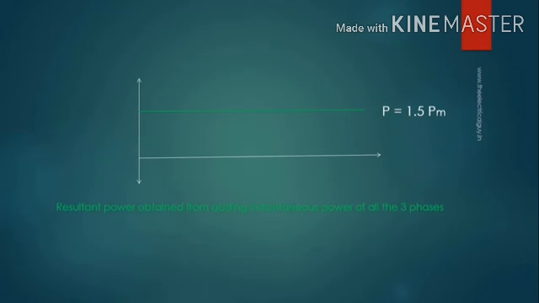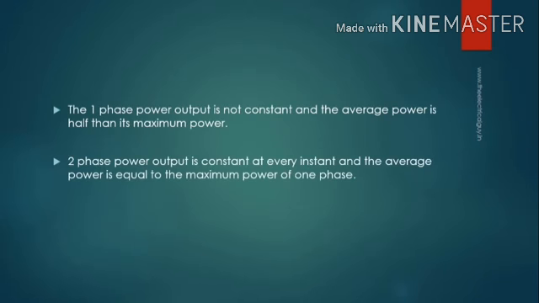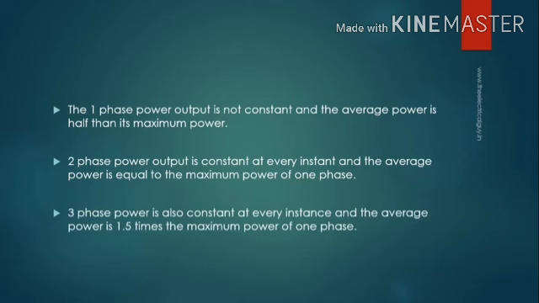So to summarize this topic, the single-phase power output is not constant and the average power is half of its maximum power. Two-phase power output is constant at every instant and the average power is equal to the maximum power of one phase. Three-phase power is also constant at every instant and the average power is 1.5 times the maximum power of one phase.